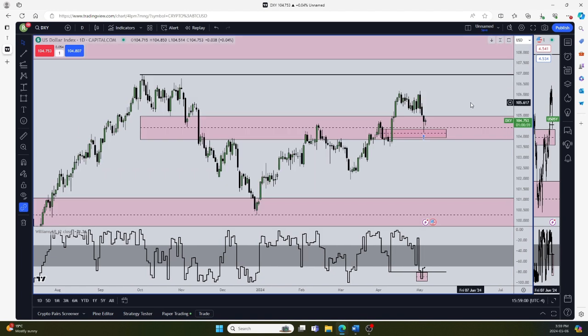One last thing, guys, before we move on to the bond yield, is I just want to go over the power of three here. There are two types of power of three that we typically look for.